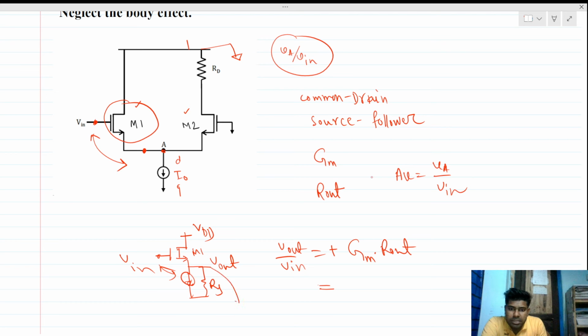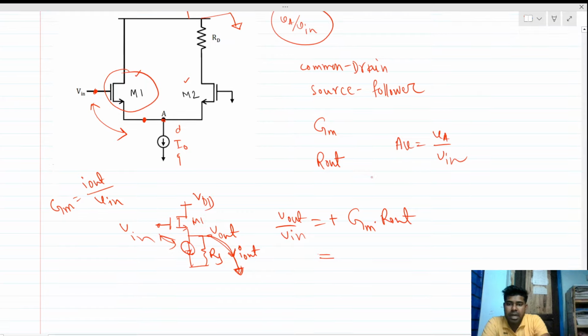We short circuit the output to ground and find the small signal I out, and the overall GM is nothing but the small signal I out divided by VIN. So to get the overall GM, we short circuit the output node to ground, find the small signal I out flowing through the ground, and take the I out over VIN ratio.